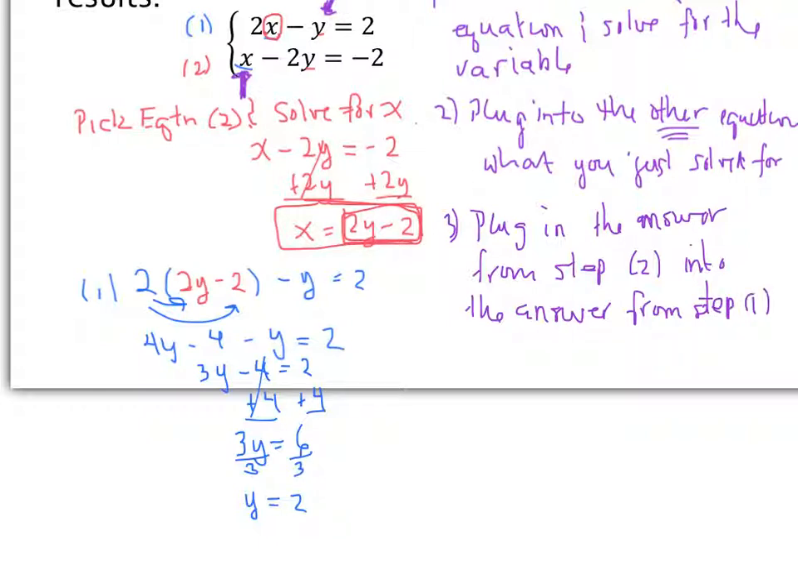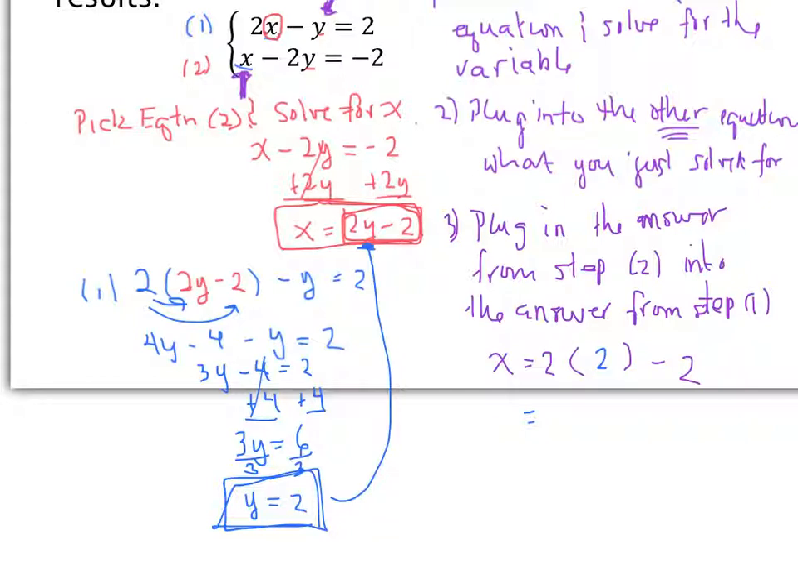And so what that means is this: right now that I know y equals 2, that can go in here, in for y, and that'll give me the x. And so now what I'll do is I'll say, okay, so here I have x equals 2 times something minus 2, but I know that something is this 2 over here. And then now I just work.